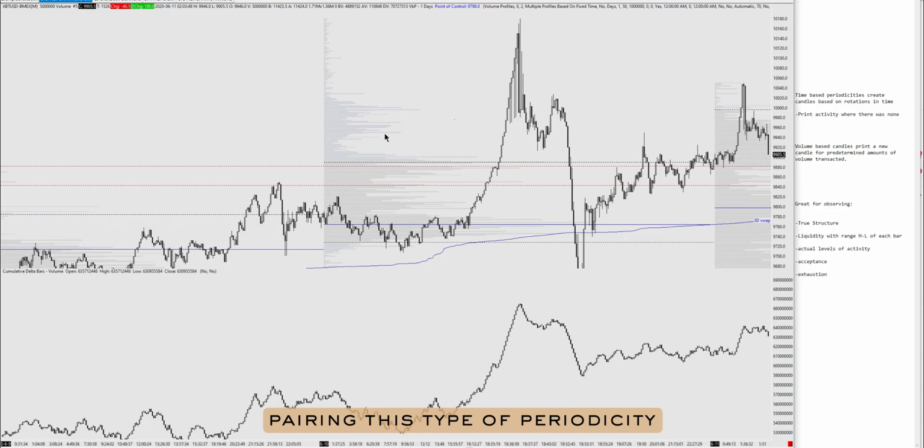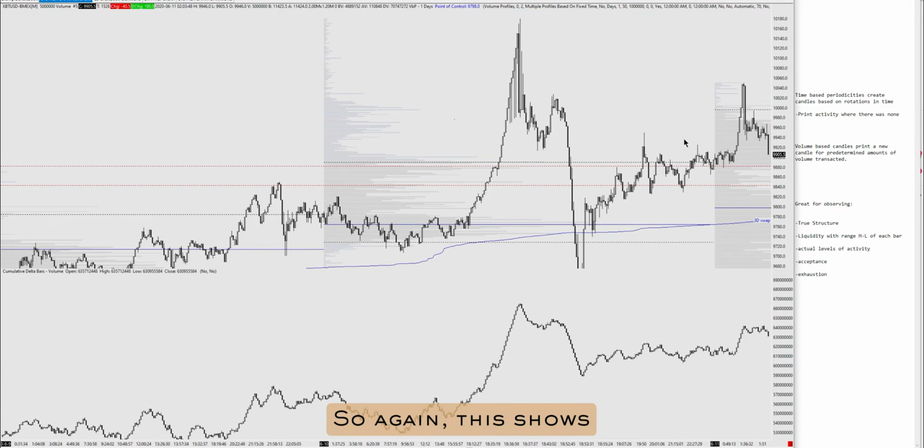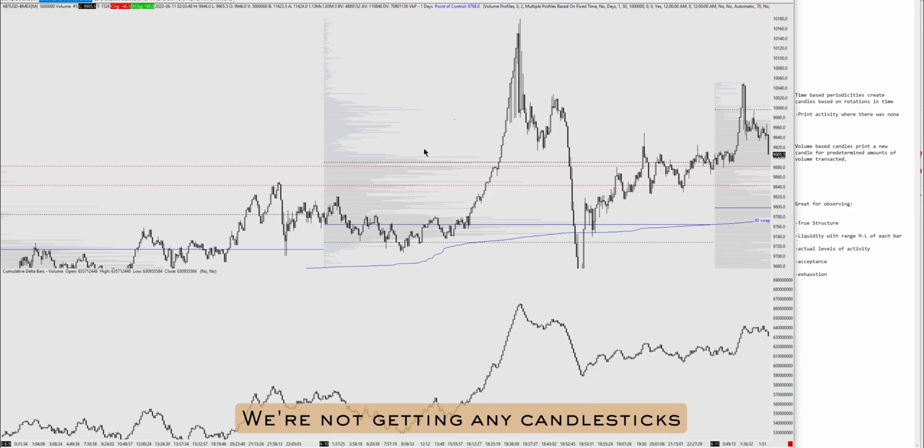So again, this is useful for showing us overall levels of liquidity. And when you're pairing this type of periodicity with a CVD chart, it can be very useful. To reiterate these points, this shows us actual levels of activity, where actual activity occurred. We're not getting any candlesticks printed where they are unnecessary. The last two things, acceptance and exhaustion, are what we focus on in this example: how you can go about using this in your particular trading approach.